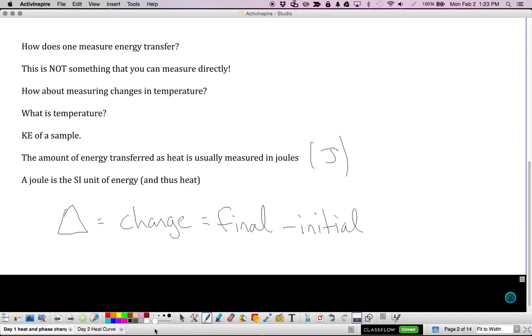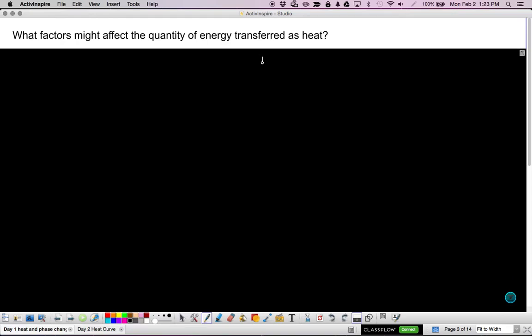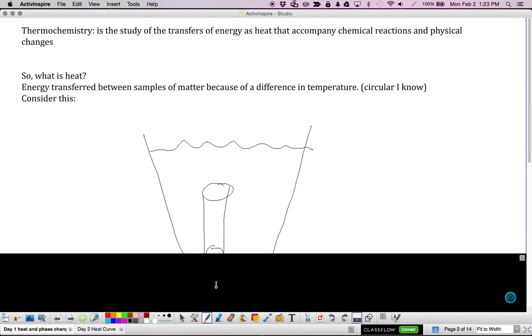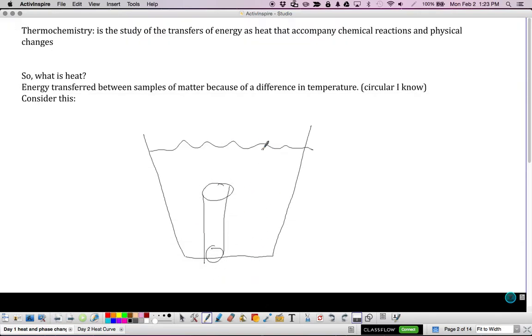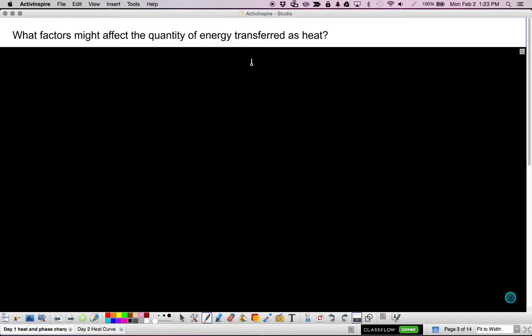All right, so moving along. What factors might influence the amount of energy that's transferred as heat? I want you to think back to the example we had, okay? The example we had here with our hot cylinder and the cup of water. What factors would affect how much energy gets transferred between these two things? Okay, so pause it, have a think, and see what you can come up with. Welcome back.